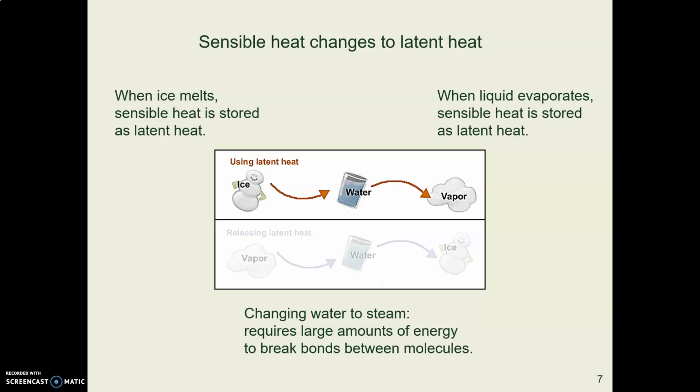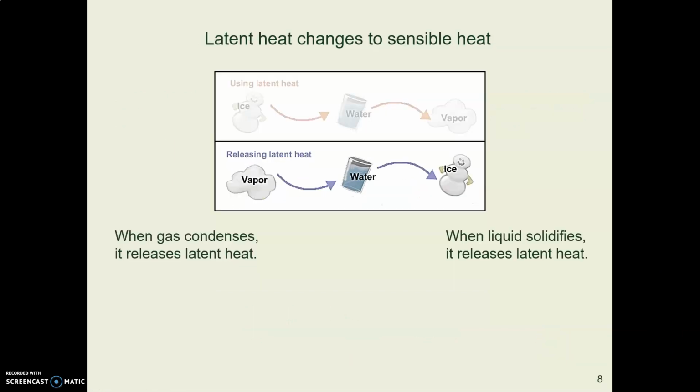When a solid melts and turns to liquid, like a piece of ice melts and turns to water, sensible heat that was involved in melting the stuff gets stored as latent heat. And when water turns to steam, sensible heat gets stored as latent heat. It takes a lot of energy to break those molecular bonds between those water molecules and turn them into a gas. And then if a gas condenses, like let's say the steam condenses down and turns back into water, it gives off, it releases that latent heat.